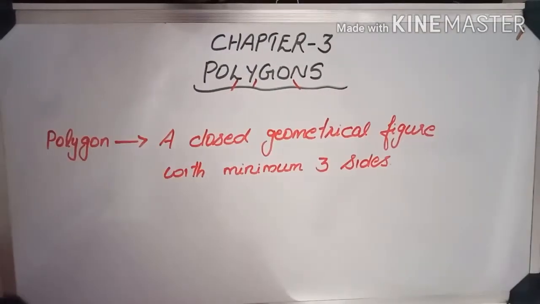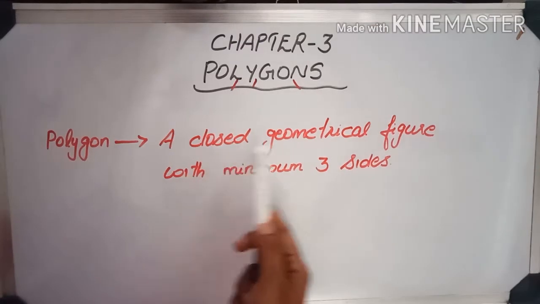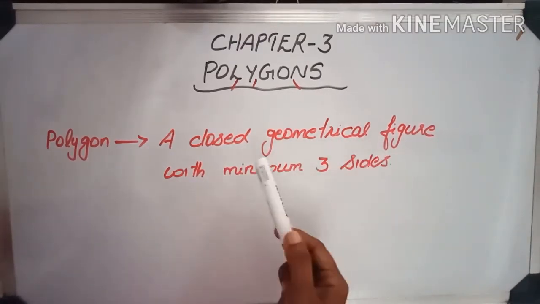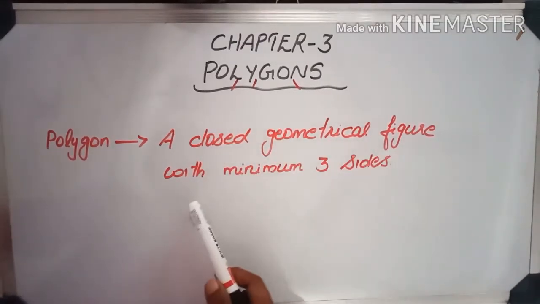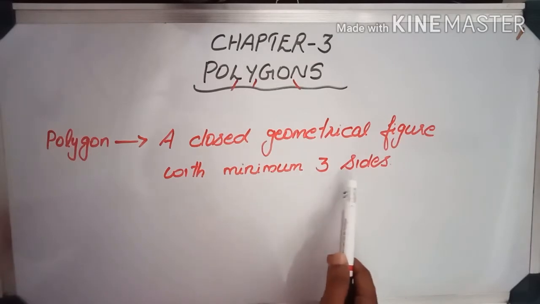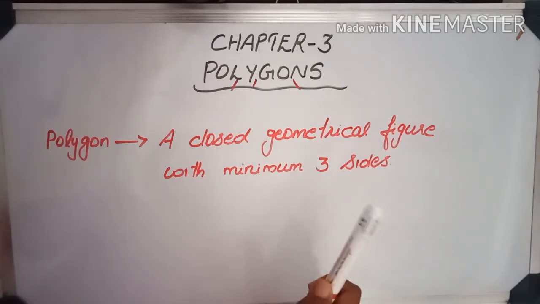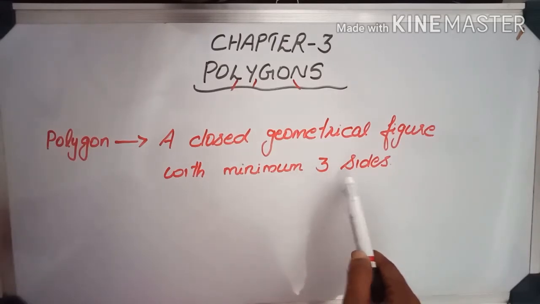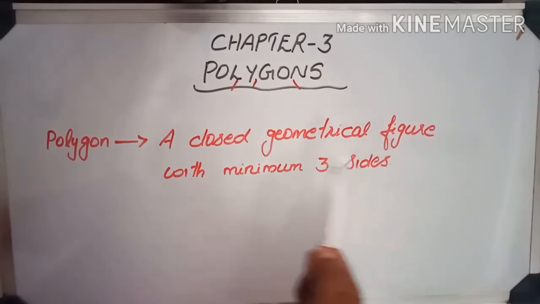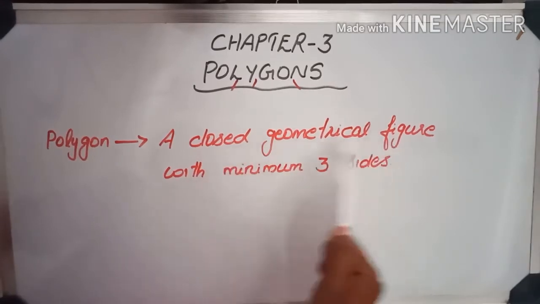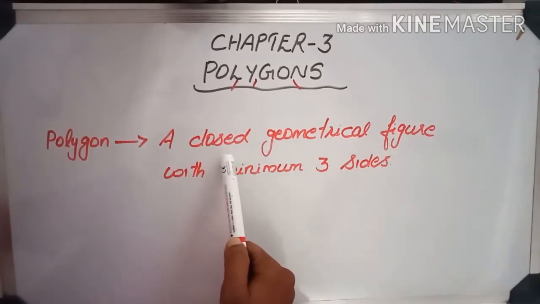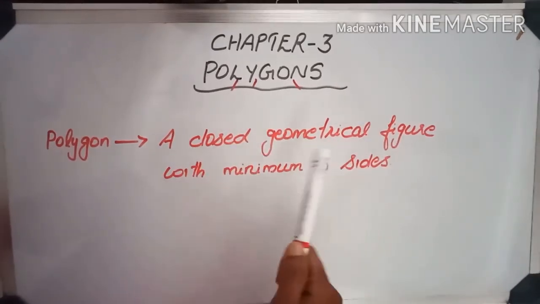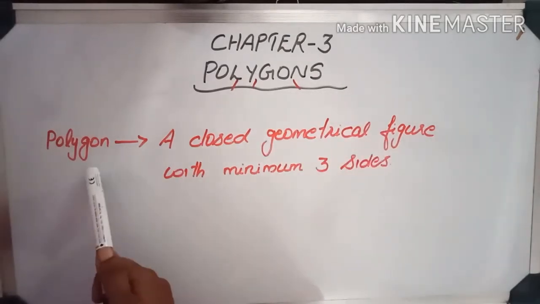A polygon means it's a closed geometrical figure with minimum 3 sides. That figure must have minimum 3 sides, maximum it can be any. And one more condition is there, that figure must be a closed figure also. So that type of figures or shapes is known as polygons.